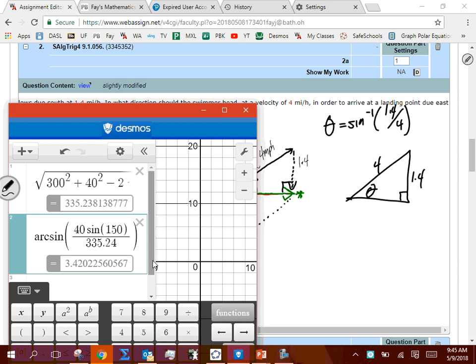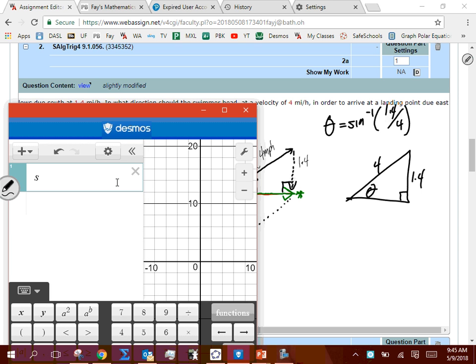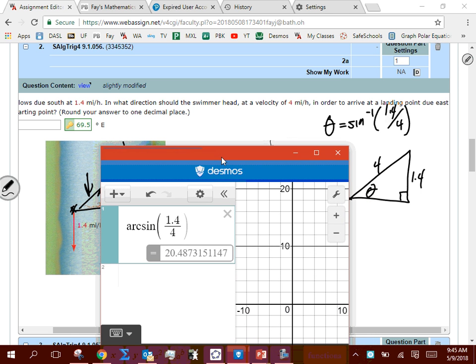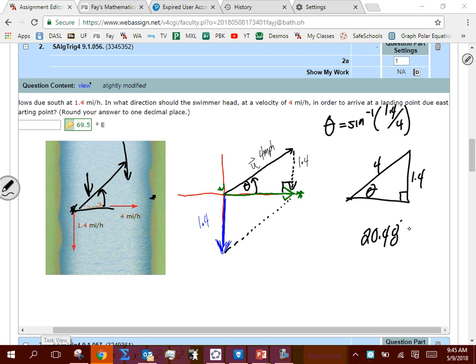If we do that, arc sine 1.4 divided by 4, it gives me that number right there. So I write that number down. Now think about this. 20.48 degrees. If they just asked for a pure theta, I think that's probably what I would answer with. But you see in the problem that it actually asks you for a bearing, right? It said a north, left a blank, and then put east, correct?